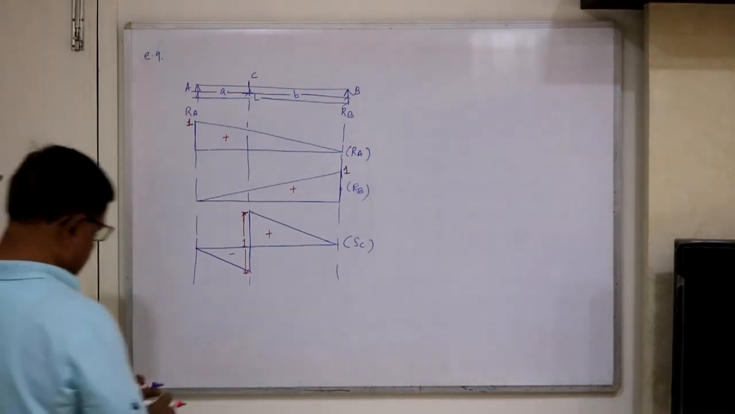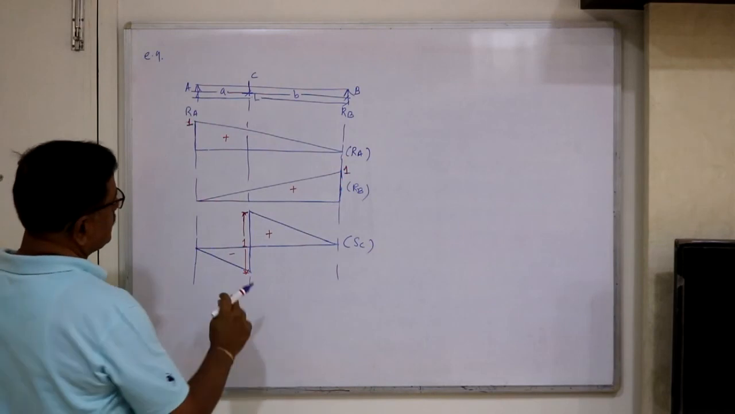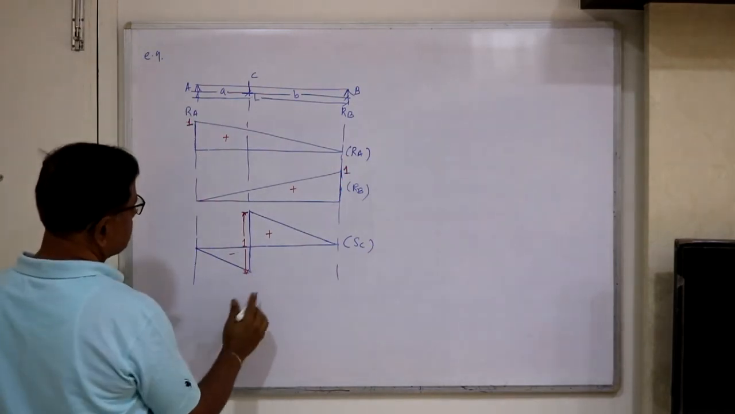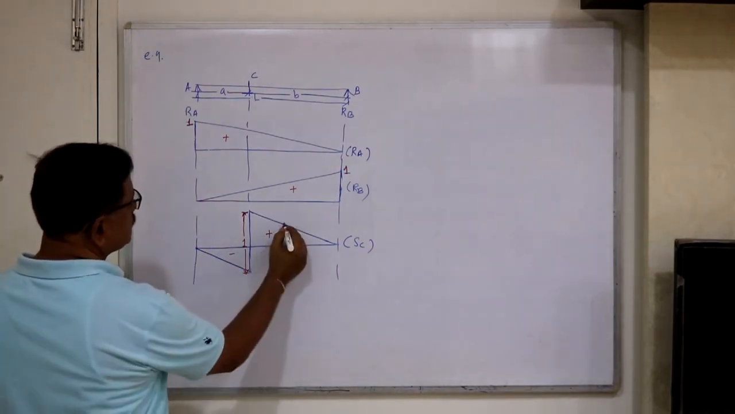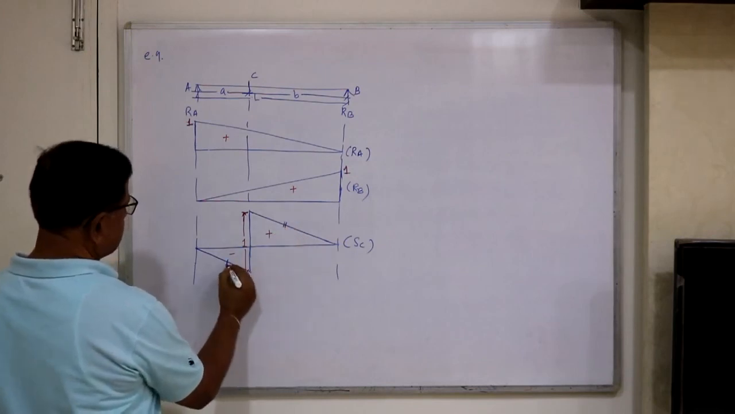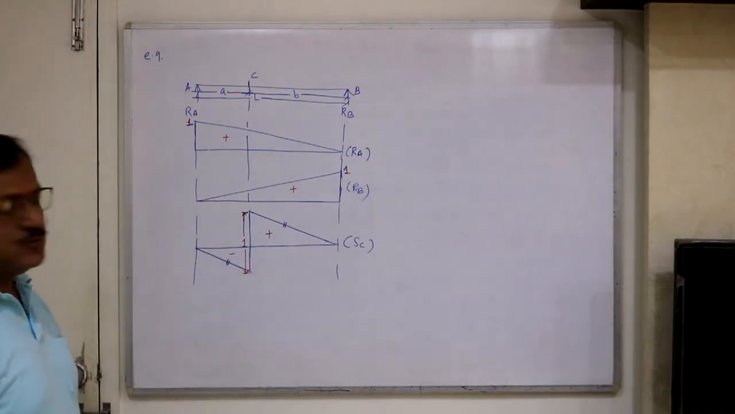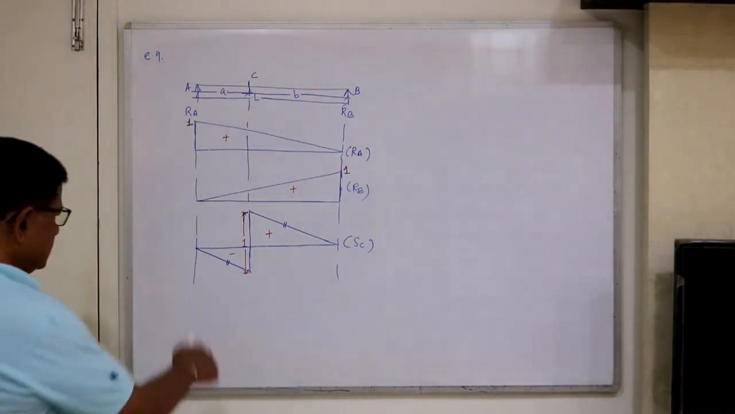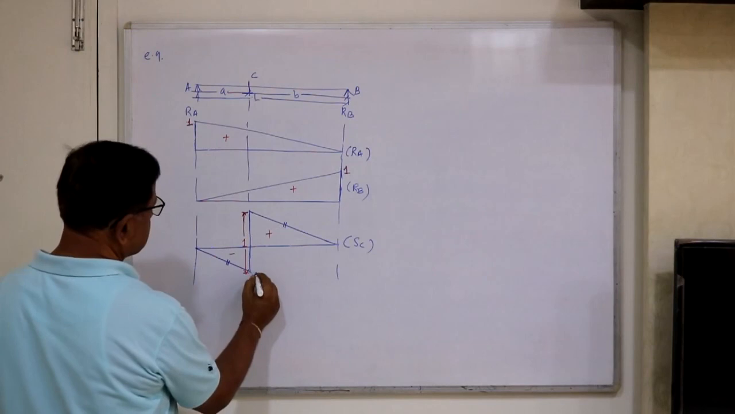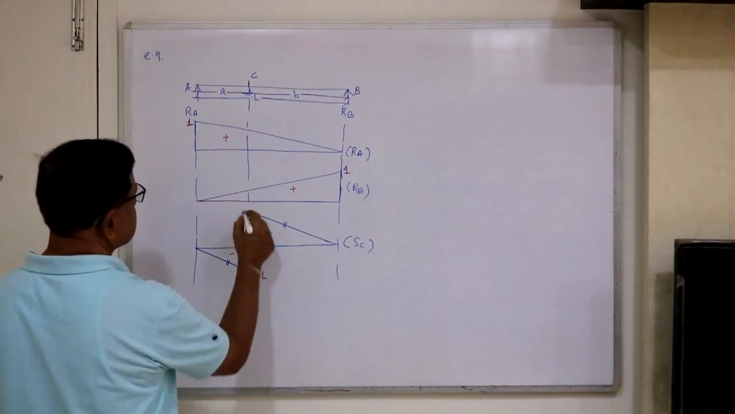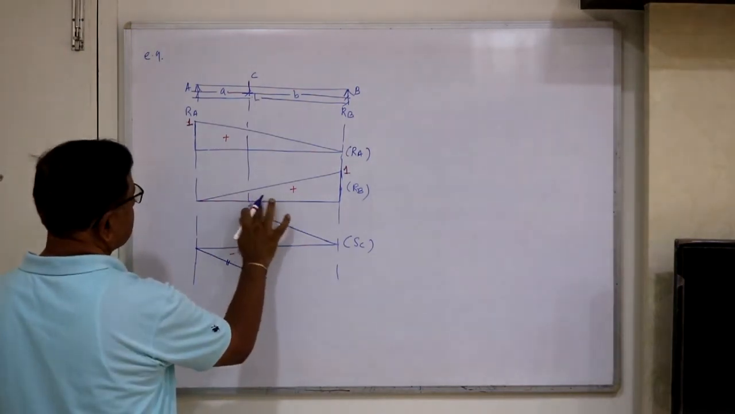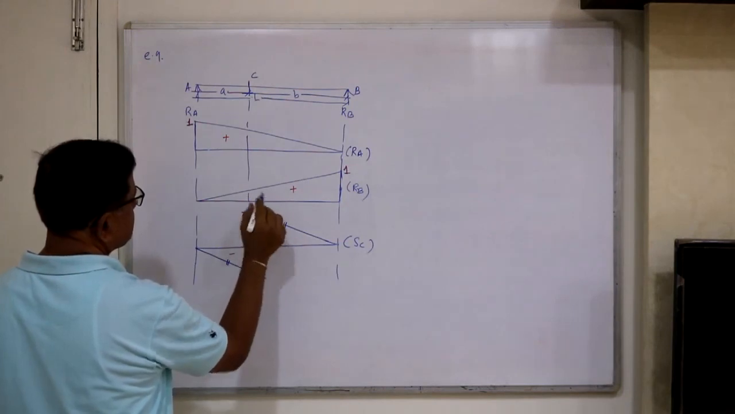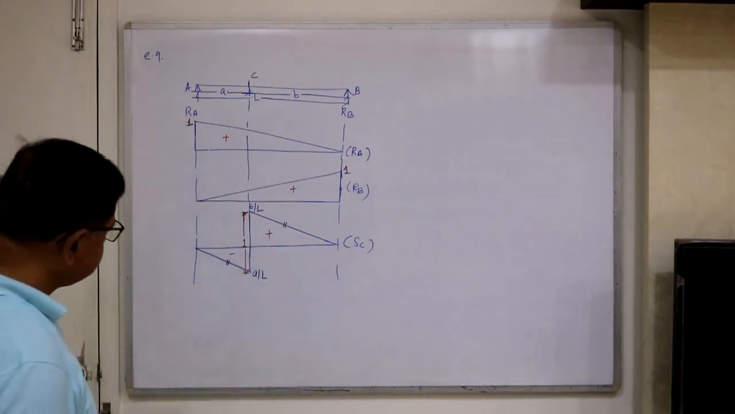These two lines must be parallel to each other, because only shear is to be released, not the bending moment. Means this line and this line must be parallel, and then you can find these ordinates, a by L and b by L, by similar triangles.